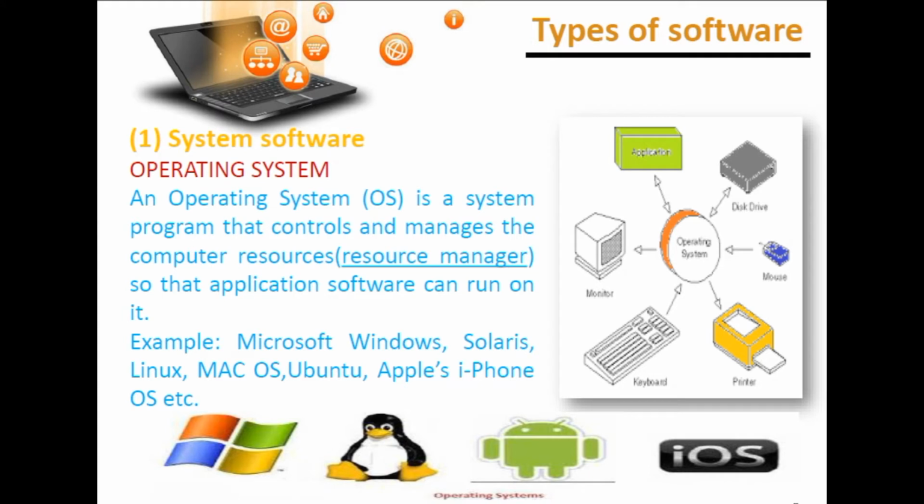Now we are going to understand what is system software. As I taught you, the operating system is system software. An operating system can also be written as OS. It controls programs, their management and resources, like a resource manager, so that application software can run on it. Examples are Microsoft Windows, Solaris, Linux, Macintosh, Ubuntu, and Apple's iPhone OS.